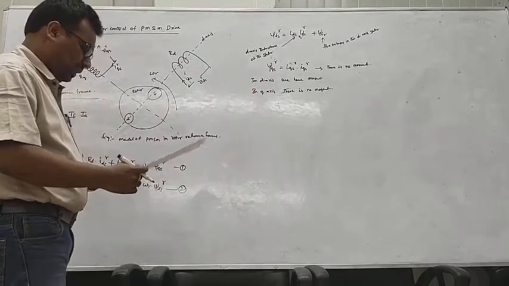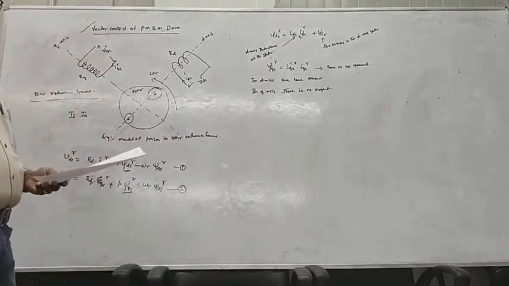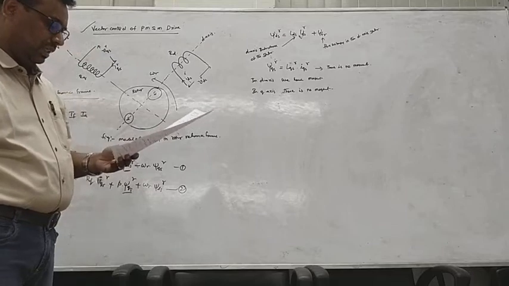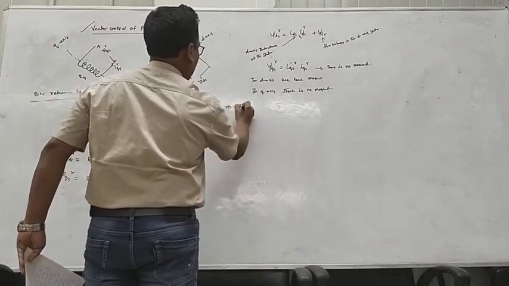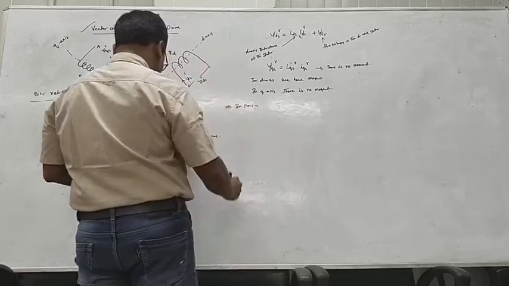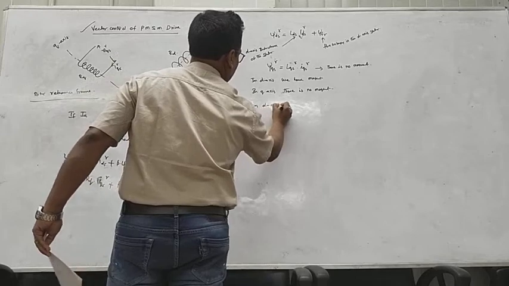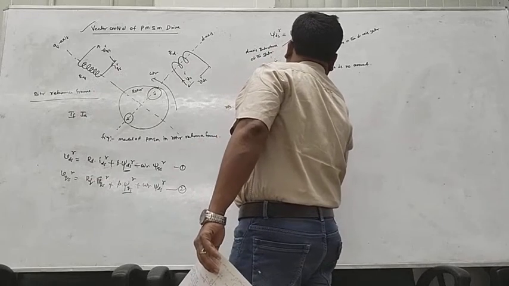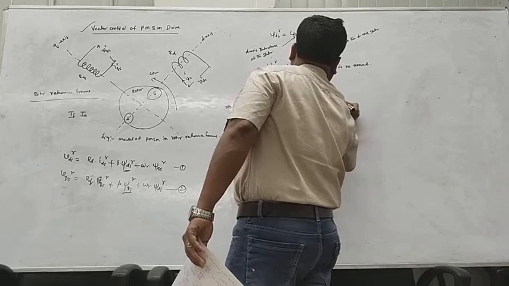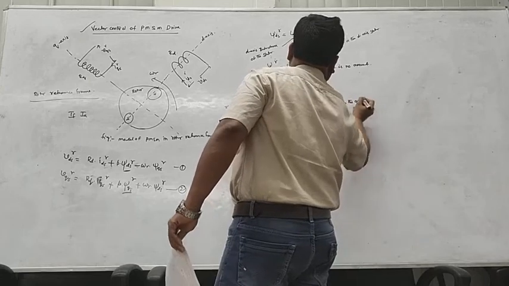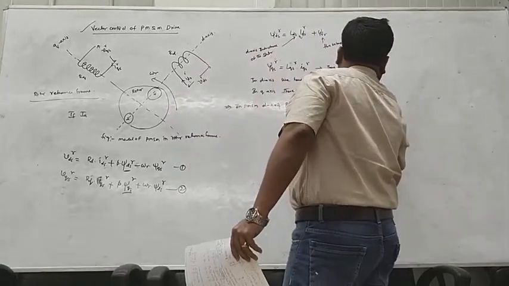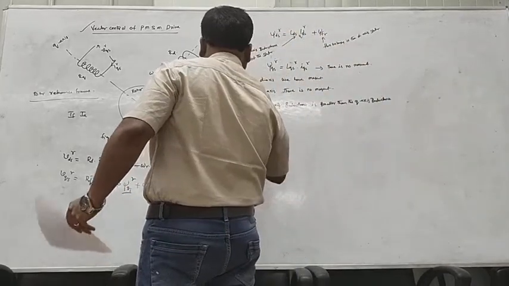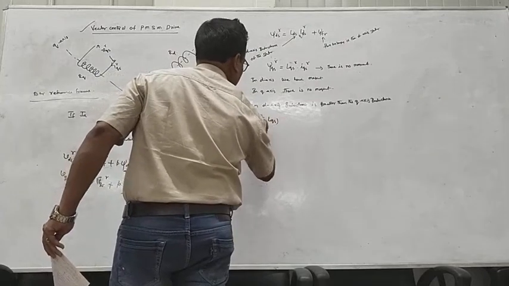From these expressions, in a permanent magnet synchronous motor (PMSM), the direct axis inductance is smaller than the quadrature axis inductance. That means LDS is less than LQS.